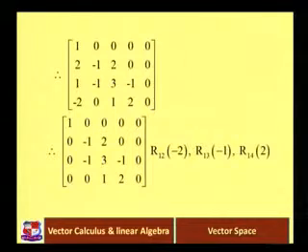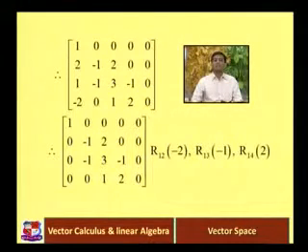So we multiply first row with minus 2 and add into second row. Again we multiply first row with minus 1 and add into third row, and we multiply first row with 2 and add into fourth row. So all the first entries of the second, third and fourth row become 0. So 1 0 0 0 0, 0 minus 1 2 0 0, 0 minus 1 3 minus 1 0, and 0 0 1 2 0.